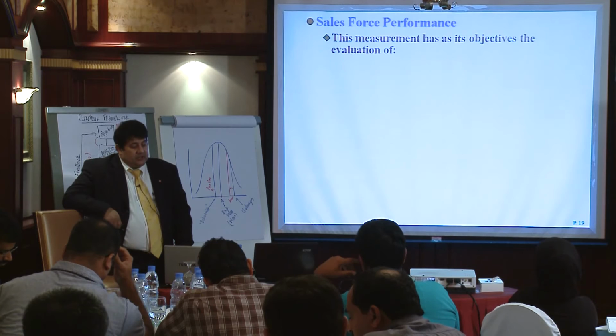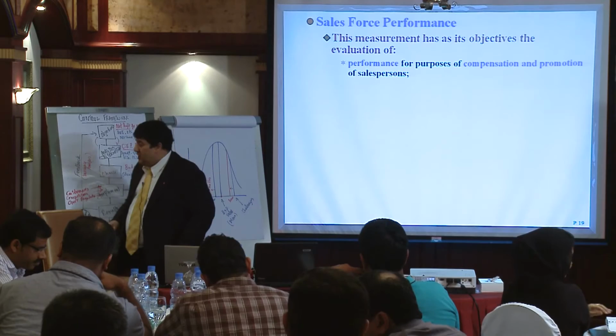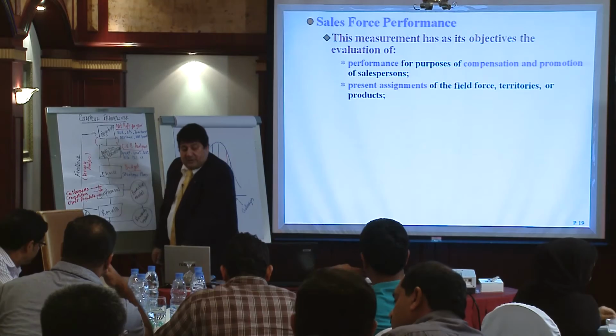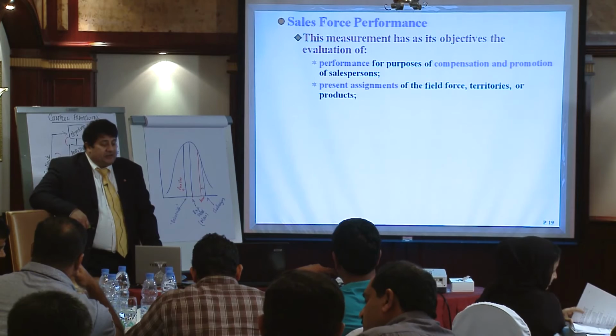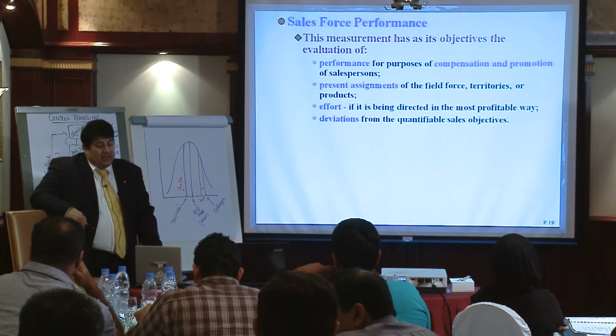So, management accounting, the measure of sales force performance as the objective, evaluation of the performance for the purpose of compensation and promotion of salespersons. So you need to calculate this performance management because of the reward system. Present assessment of the sales force in terms of territories or products. So what are they responsible for, what territories are they responsible for. Effort to see if it's been directed in the most profitable way. And deviations from quantifiable sales objectives.